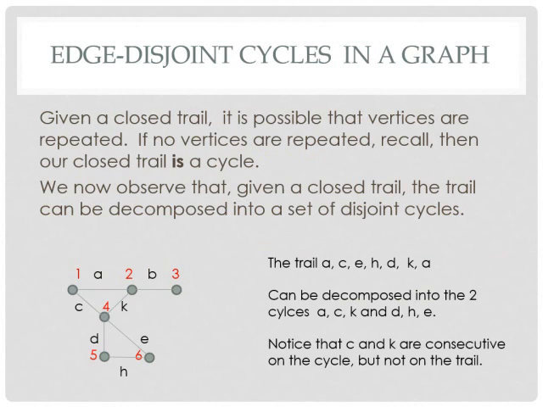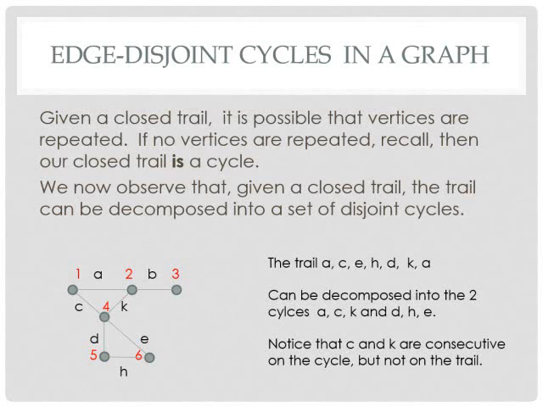So for example, let's look at the closed trail where we start at the vertex 2. We go from A to C to E to H to D to K, returning to 2. Now, the decomposition of this closed trail is the set of edges A, C, K, which induces one cycle, and the set of edges D, E, H, which also induces a cycle.